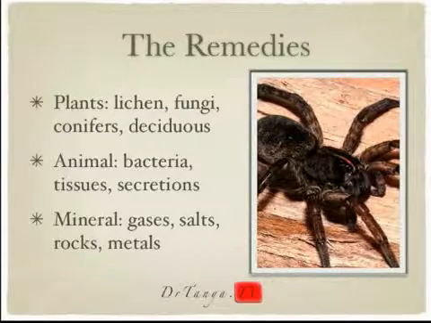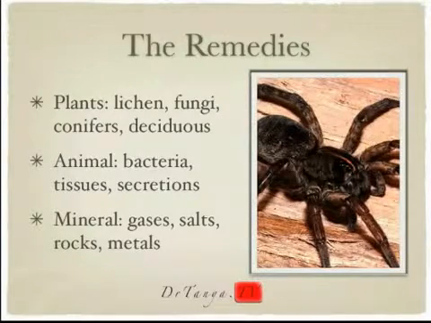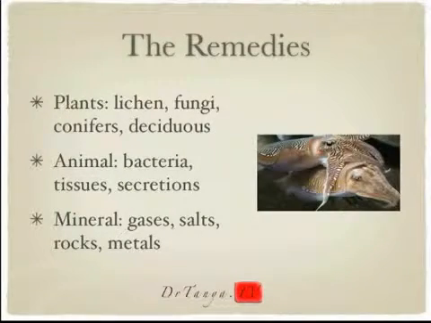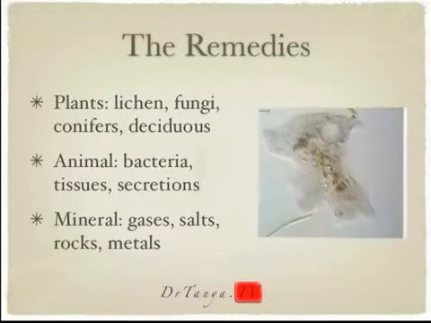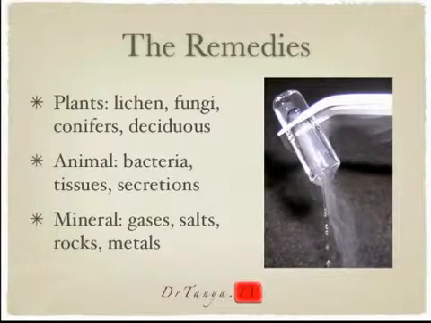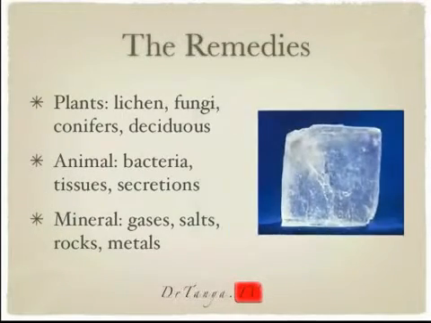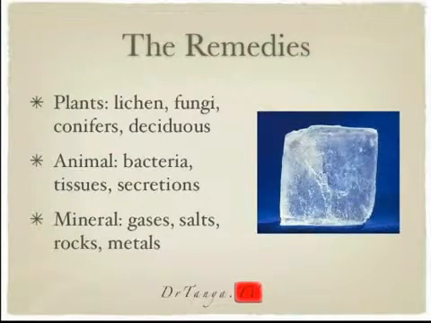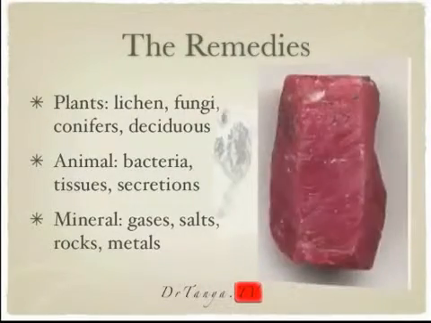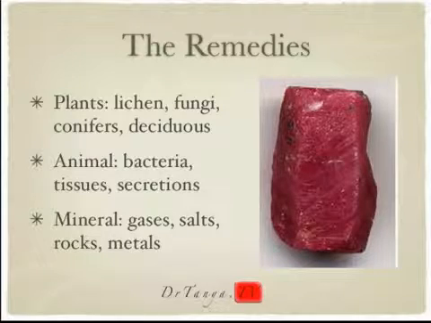Animal remedies might include spiders or insects, tissues like feathers or scales, even secretions like snake venom is quite popular, or cuttlefish ink, that's known as sepia, it's a very well-known remedy. And even bacteria, protozoans, amoebas are well used. If we're talking minerals, it might be a gas of some kind. We might use salts, various mineral salts, rocks and gemstones, diamond, ruby, and more simple rocks like calcium carbonate.